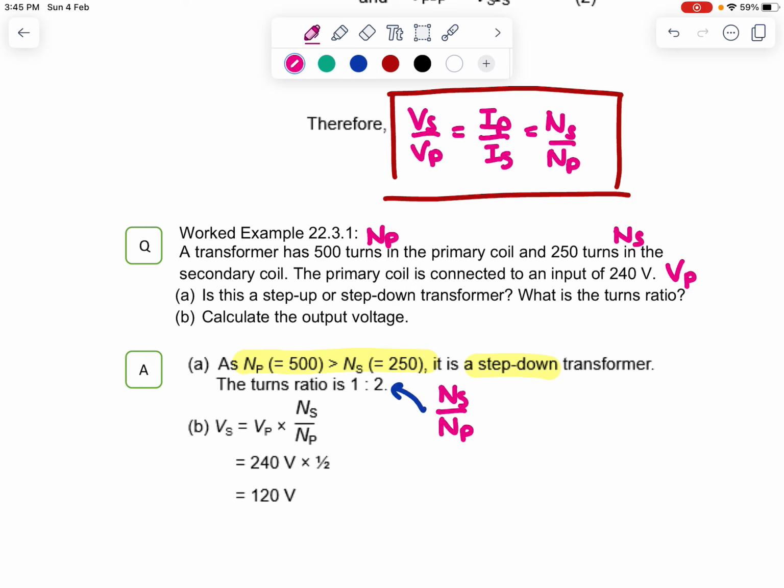So can we calculate the output voltage? You can just use the formula Vs equals Ns over Np times Vp. And this is the formula we will use.